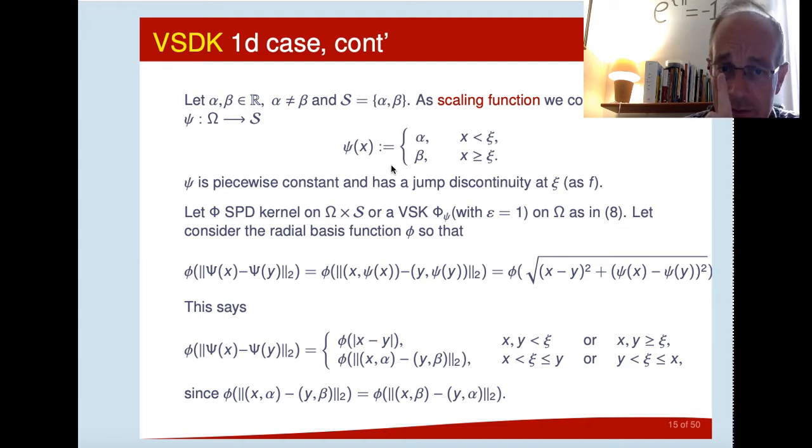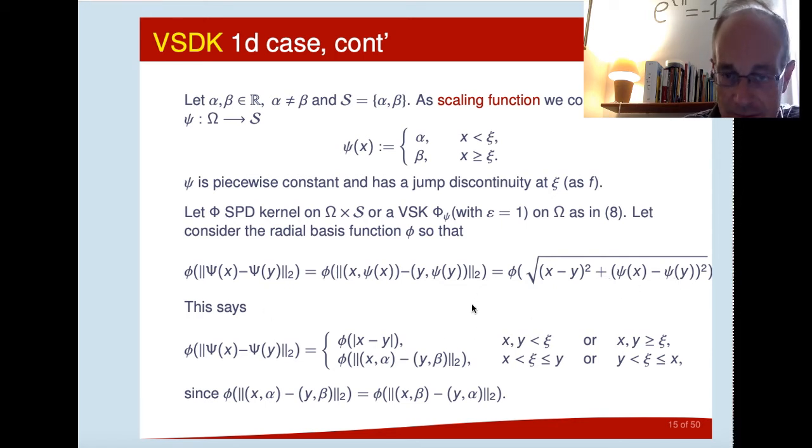Now we are in the one-dimensional case, remember. Again, we take epsilon equal 1. Then we consider something of this form. So our phi composed with the two norm, because we are working with the radial kernel, reduces to this, and more explicitly, using the explicit norm, is x minus y to the square plus these values here.